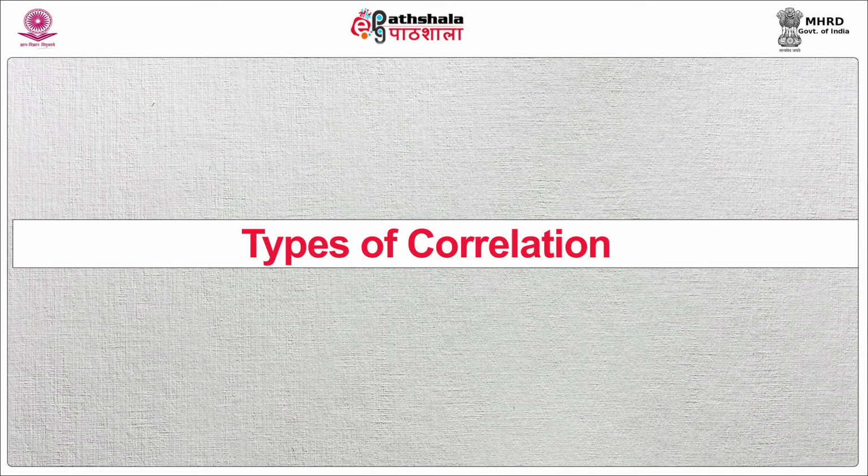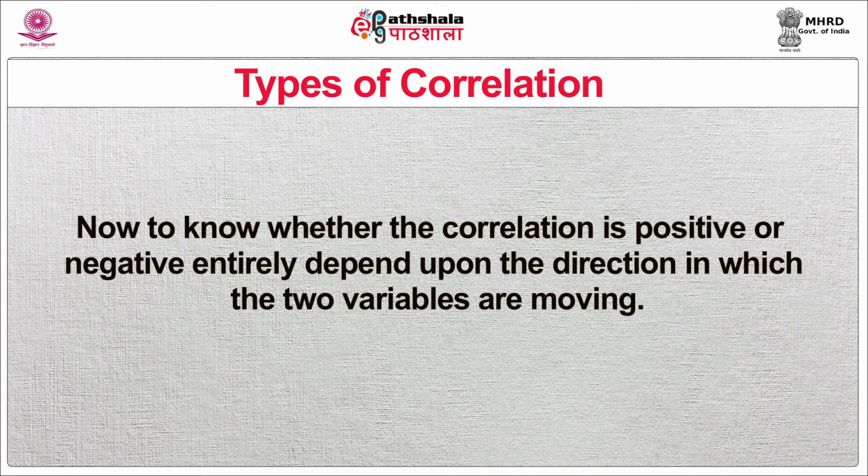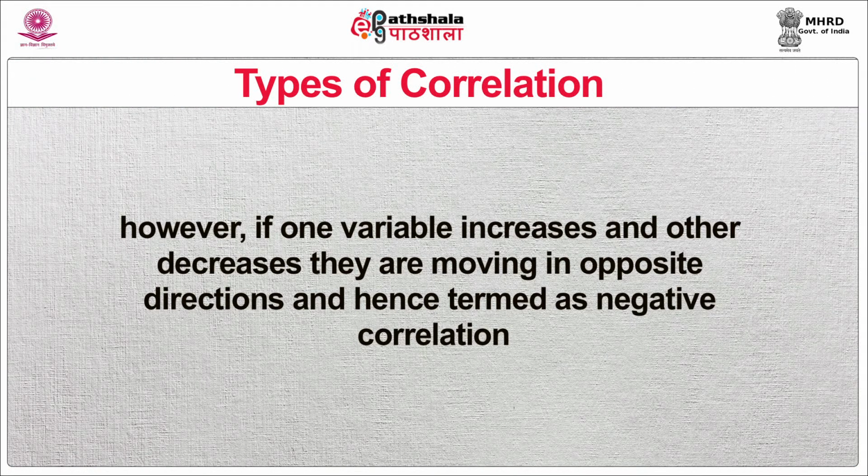Now, let's take on the different types of correlation. The correlation between the variables can either be positive or negative. Whether the correlation is positive or negative entirely depends upon the direction in which the two variables are moving. If the two variables are moving or changing in the same direction, then it is said that correlation is positive. However, if one variable increases and the other decreases, they are moving in opposite directions and hence termed as negative correlation. The negative and positive correlation can be presented graphically and are known as scatter diagrams, as presented here.